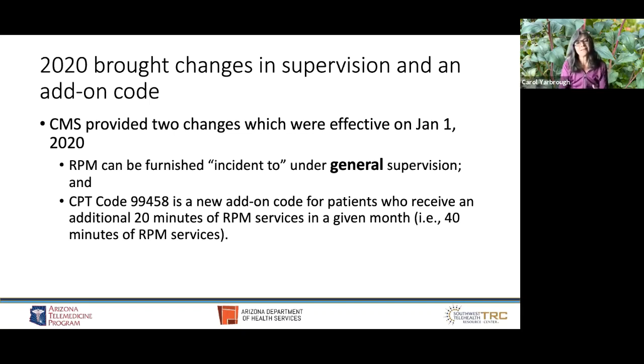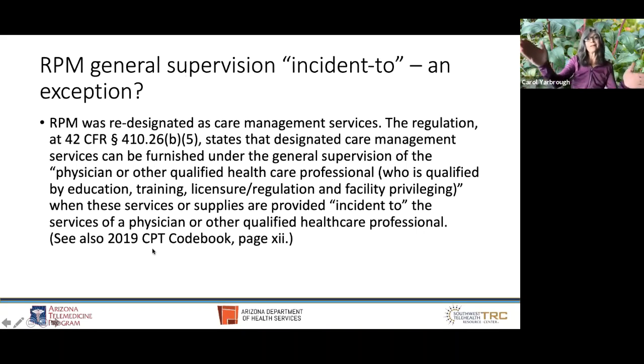So nobody's recalling any kind of exception given to RPM. Am I right? But also in that year, it was redesignated as a care management service. Care management services can be under general supervision of the physician or QHP, qualified by education, training, licensure, regulation, when they are provided incident to the services of a physician.